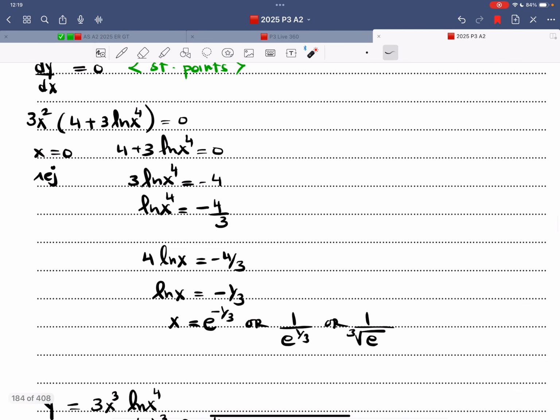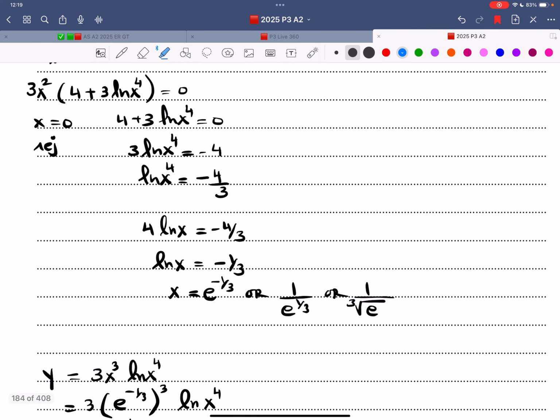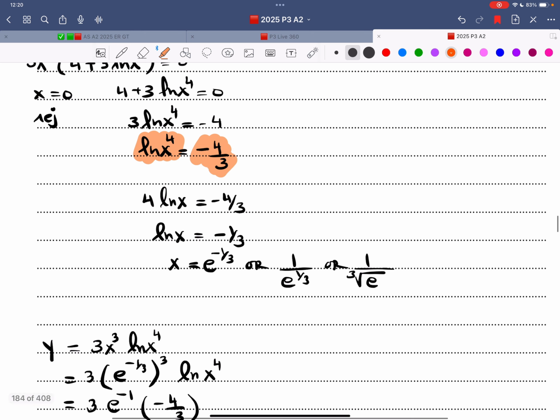So now 3x squared (4 plus 3 ln x)^4 is equal to 0. This factor equals 0 is rejected because the range is x greater than 0. Now look at these major things, let me highlight a few of them. Remember, the stage ln x to the power 4 is minus 4 over 3, and then we make x the subject, that is e raised to the power of negative 1/3.